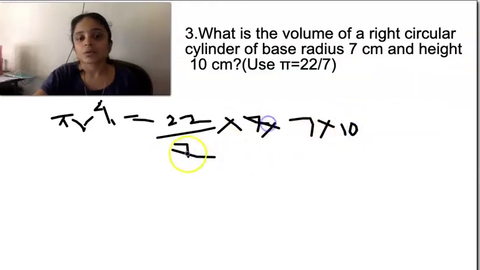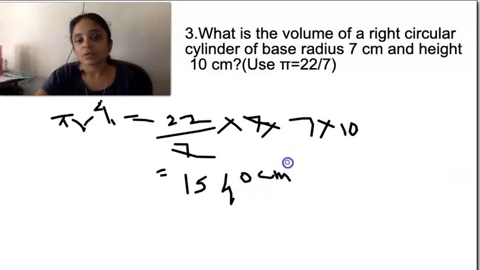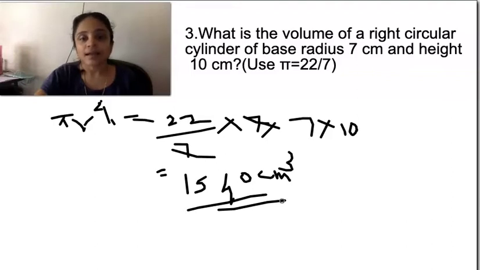So this is equal to 154 into 10, 1540 centimeter cube. So volume of a right circular cylinder of base radius 7 centimeter and height 10 centimeter is 1540 centimeter cube.